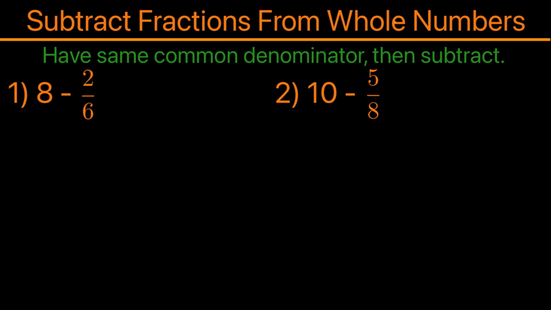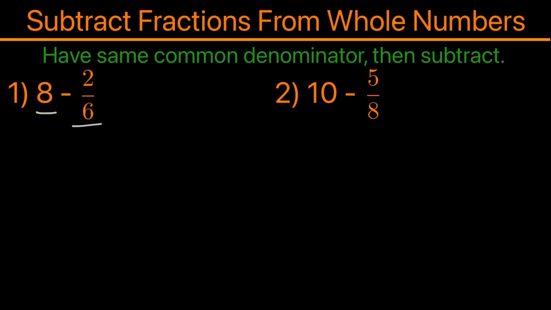For the first one, I have 8 minus 2 over 6. And we can see that the first number we have is a whole number, and the second number is a fraction. So the first step is to convert the whole number to a fraction. In order to do that, we need to have the same common denominator.